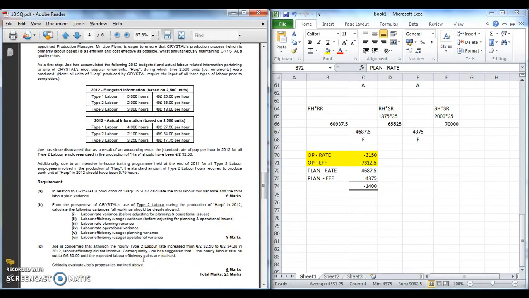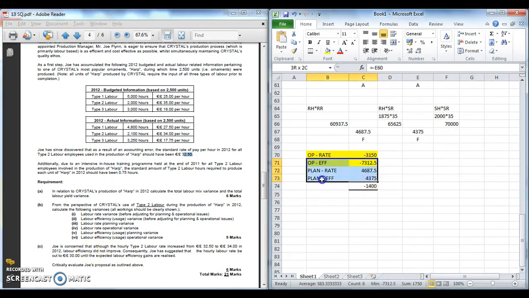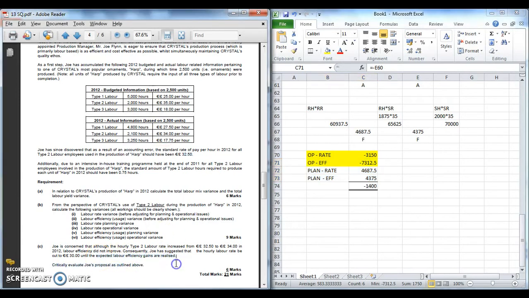The final one I'll leave you to do, again, this gets back to your understanding of how do I actually use variances for performance measurement and to manage the business. So you're told here, Joe is concerned that the type 2 labour, although the hourly rate has increased from the standard of 32.50 up to 34, efficiency is not improved, as we can see here. It's corroborated by the variances. He has consequently suggested that let's cut the hourly rate to 30, so cutting it from 34, which it is, down to 30 until the expected labour efficiency gains are realised.